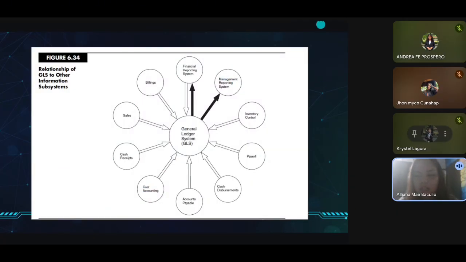So the general ledger system serves as the central hub of the accounting system where all financial information from different parts of a business is collected, summarized, and used to create reports. As you can see in figure 6.34 from our book, all transactions from each subsystem, which is inventory control, payroll, or cash disbursements, are entered into the GLS, or the General Ledger System, through the use of journal vouchers and produce reports that are useful for external and internal users for decision making. For example, financial statements.